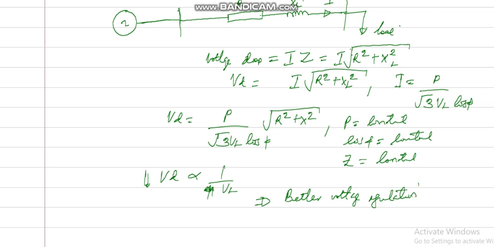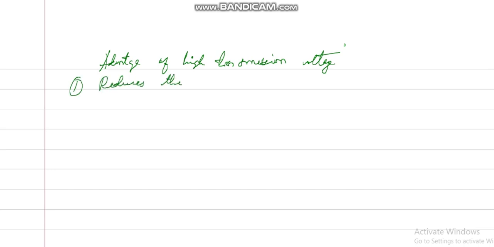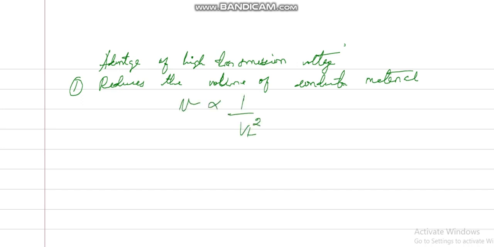Sasa tuendelee zaidi. Tufanye quick recap hapa. Advantages of high transmission voltage. Tunaona ya kwanza ni kwamba it reduces the volume of conductor material. Okay, ambapo tunaona kwamba volume of conductor material iko inverse proportional VL squared. Ndio. Ya pili tunaona kwamba it increases the transmission line efficiency.